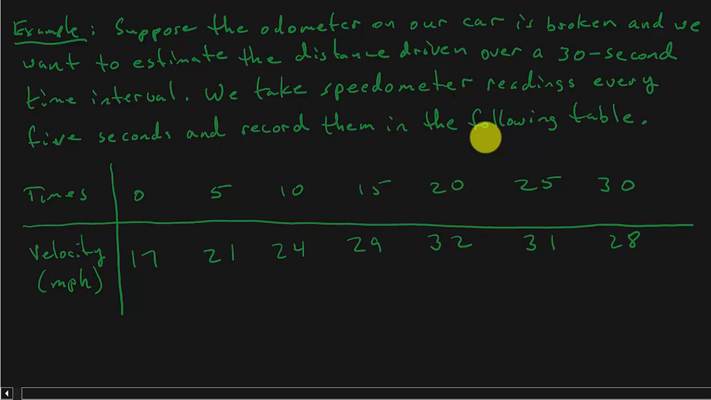So we've got a word problem here. It says, suppose the odometer on our car is broken and we want to estimate the distance driven over a 30-second time interval. We take speedometer readings every 5 seconds and record them in the following table.